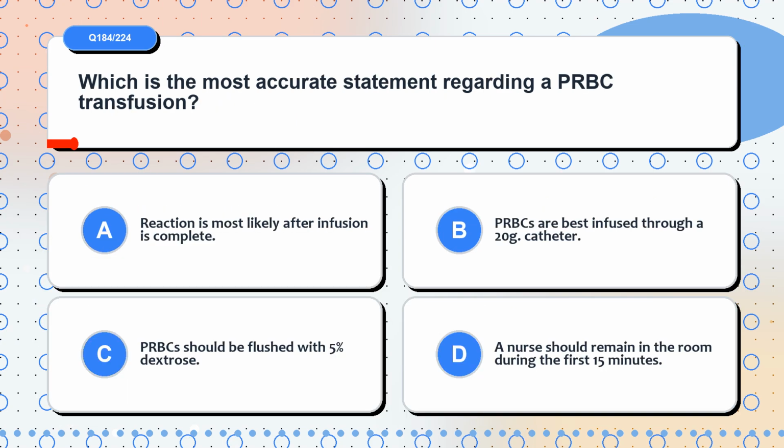Question 184. Which is the most accurate statement regarding a PRBC transfusion? Here are the options. Option A. Reaction is most likely after infusion is complete. Option B. PRBC are best infused through a 20G catheter. Option C. PRBC should be flushed with 5% dextrose. Option D. A nurse should remain in the room during the first 15 minutes.